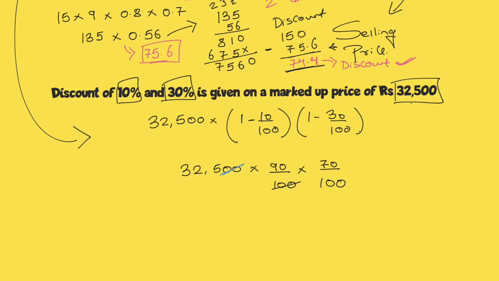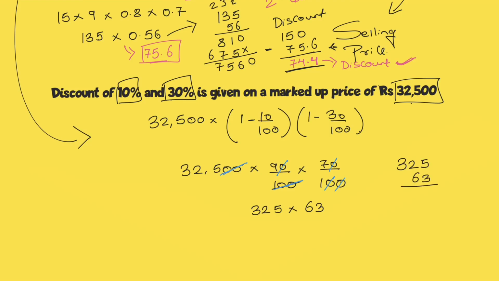Now just calculate this, cut this. What are you left with now? You will be left with 100 gone from here, 10 again gone from here. So what are you left with? 325 into 9 into 7, okay, which is nothing but 63. So if I multiply 325 into 63, let's do that.